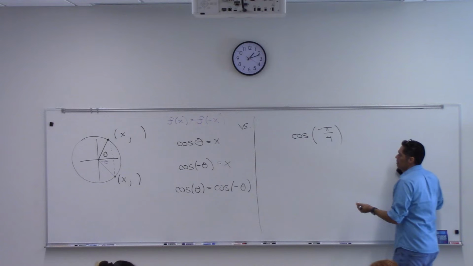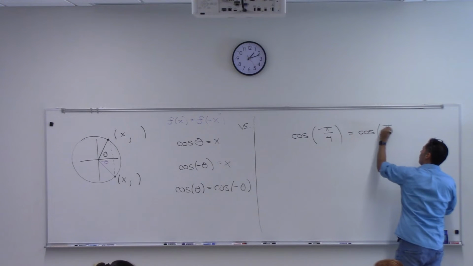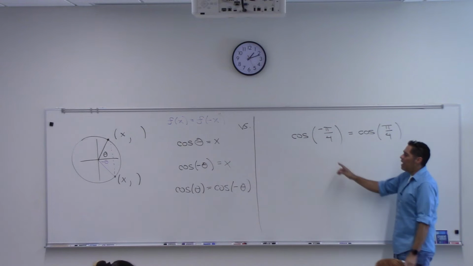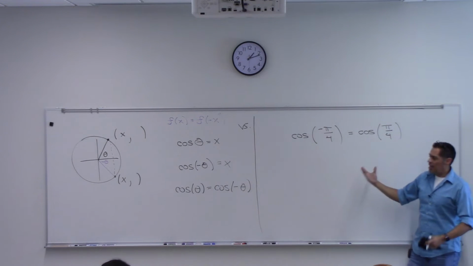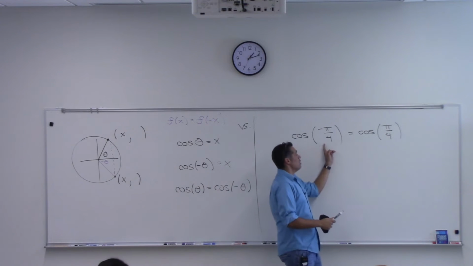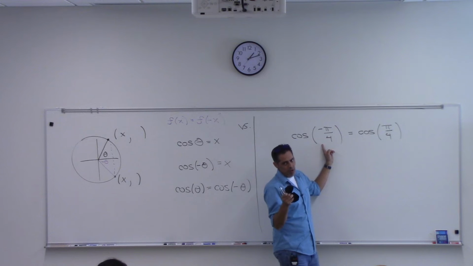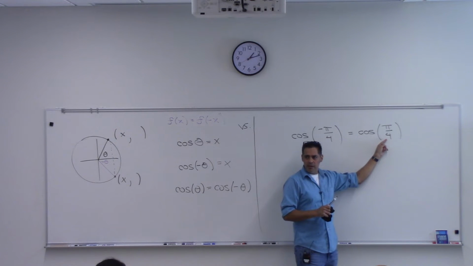Well, because this is an even function, this is the same as cosine of pi over 4, isn't it? It doesn't matter with the cosine function if you plug in a negative or a positive, you get the same answer. So if you don't know what cosine of negative pi over 4 is, which you should know, but if you didn't, then maybe you know what this is, right?